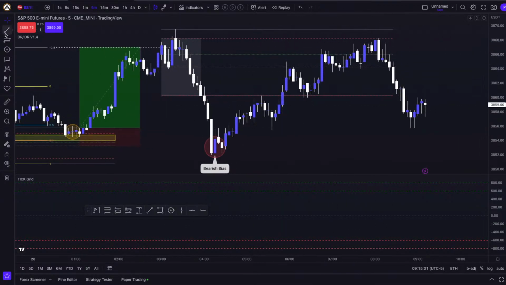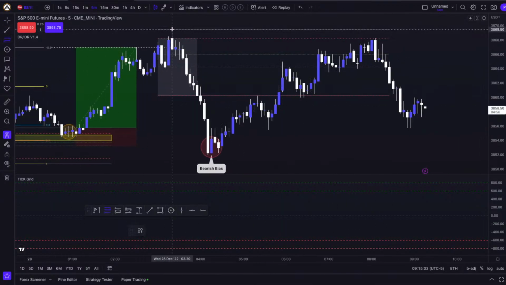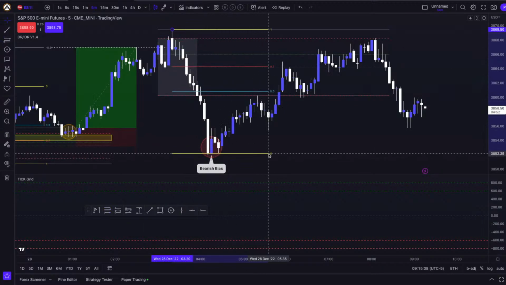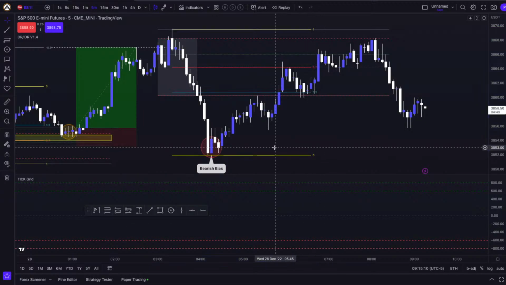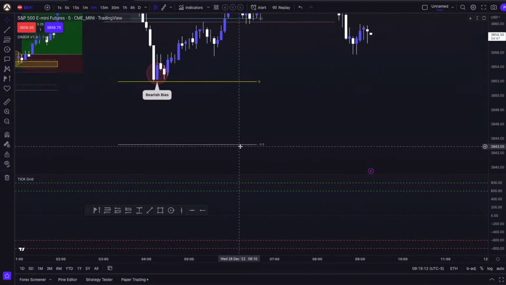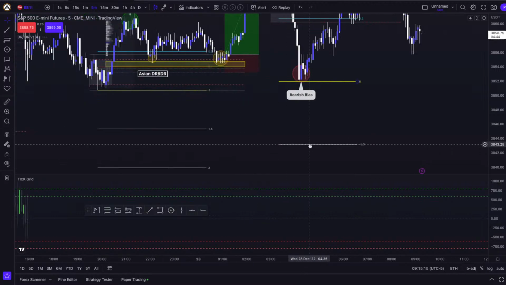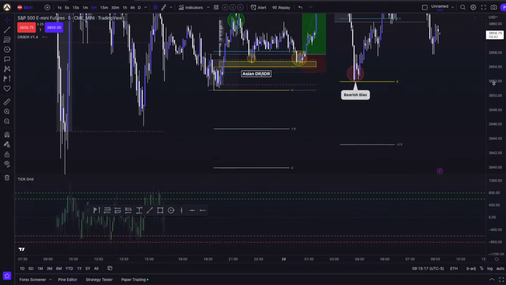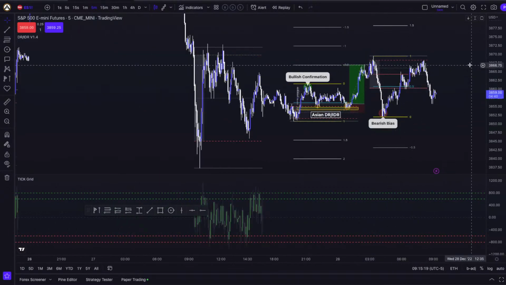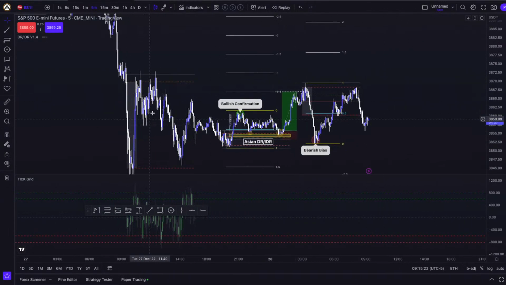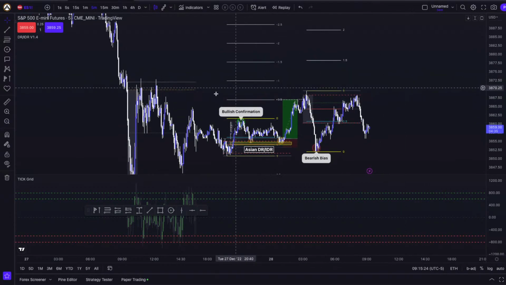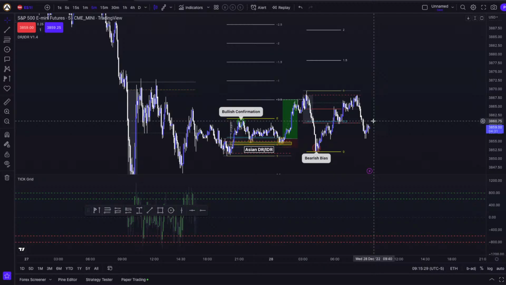So let's see. Now we're going to do the same thing again. We're going to measure our range right here for our impulse move to the downside. Let's go right over till here. Our 0.5 standard deviation would now be below our Asian range low. Let's see. So overall, we could say we are in a bigger consolidation from yesterday. So we will see what the New York range is going to do, starting from 9:30, which is going to happen within the next 15 minutes.